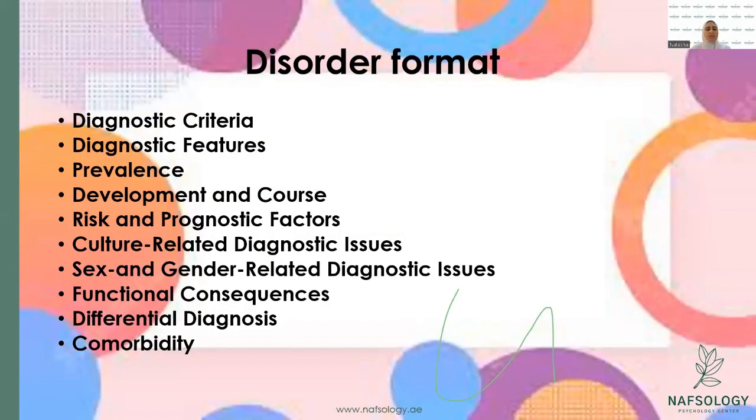So each disorder comes with a specific format. Each disorder starts with its diagnostic criteria, which is a list of symptoms from criteria A, B, C, D, E, F, however many criteria there are. It's in the form of bullet points, okay? It gives you symptoms, and if it's 4 out of 5 or 5 out of 6, that means the severity level is high. If it's a 1 or 2, it means it's mild, like that.